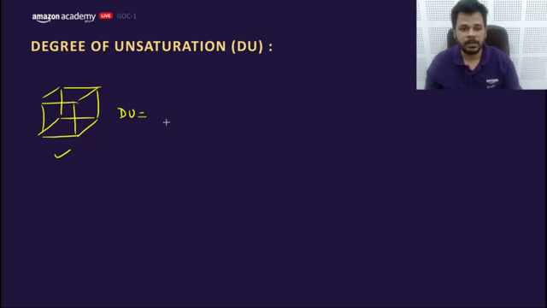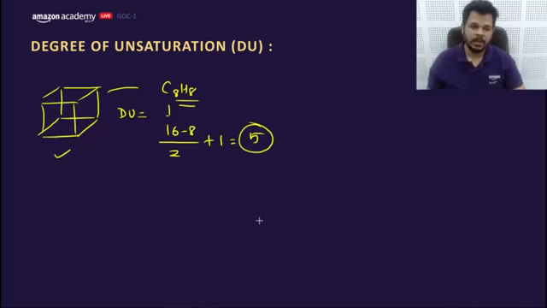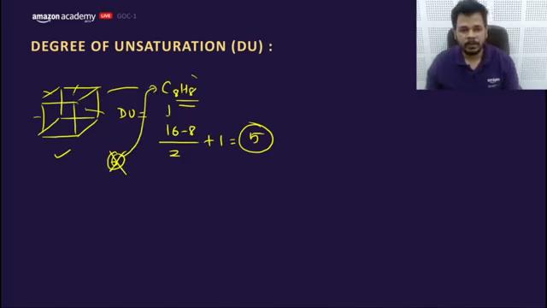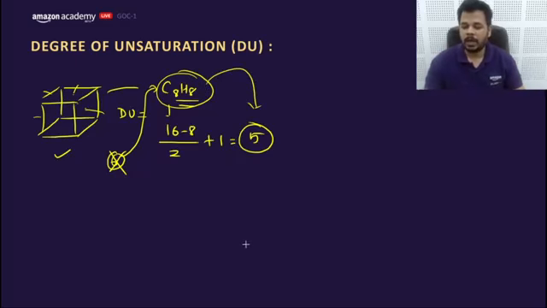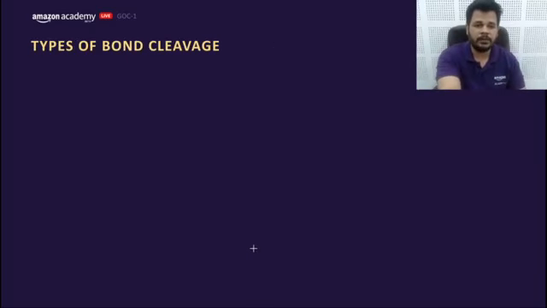DU would be 5. Yes, calculate it, convert it into a formula like C8H8. Now apply it. C8H8 means 16 minus 8, divided by 2 plus 1. The answer would be 5. Yes, the answer would be 5. If you calculate rings, the answer can be different, like 6. That would be wrong. So this is the best way: without making mistakes, convert it into a chemical formula and then apply our formula. This is the way to calculate degree of unsaturation, which is a very important concept.